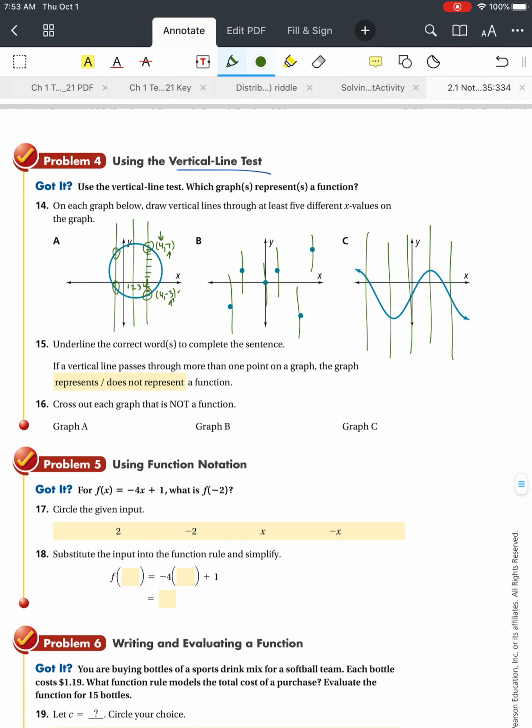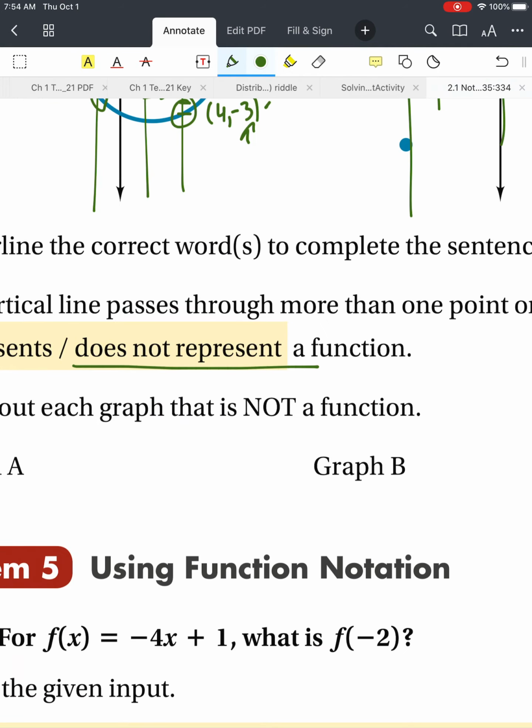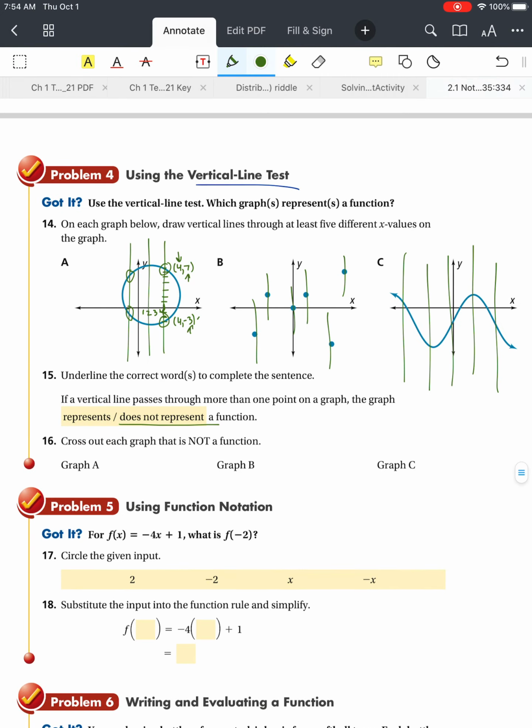So underline the correct words, complete the sentence. If a vertical line passes through more than one point, the graph does not represent a function. So which ones were not a function? Just graph A here. That was the bad one.